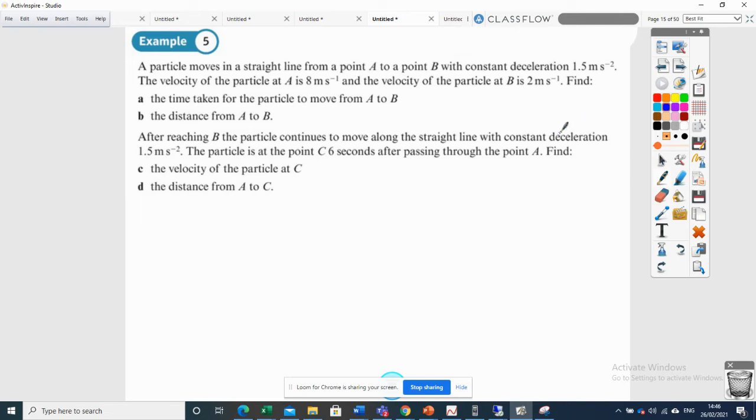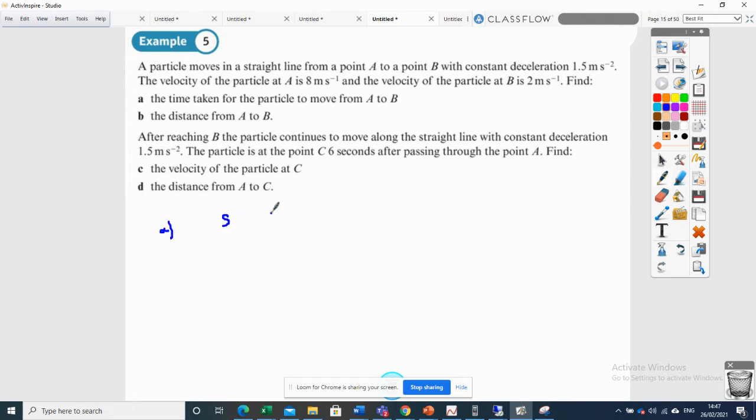Okay, moving on to example 5. A particle moving in a straight line from point A to point B decelerates at 1.5 meters per second squared. The velocity of the particle at A is 8. The velocity of the particle at B is 2. Find A, the time taken.